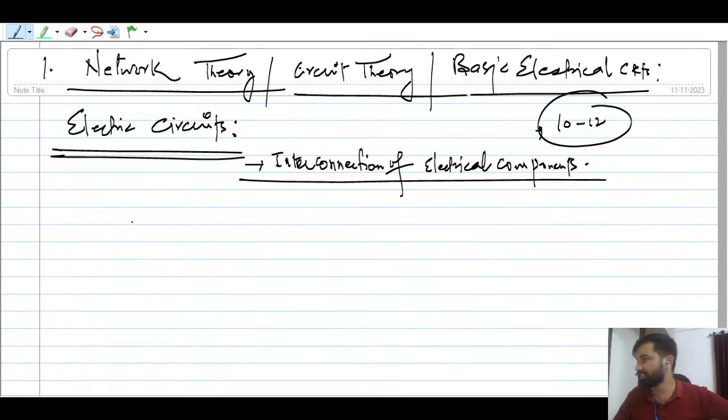This is going to be an electrical circuit. This is very important to keep in mind: an interconnection of what? Electrical components. Once you connect those electrical components, what happens? Basically, current is going to flow, and a voltage will be there across some element or component.